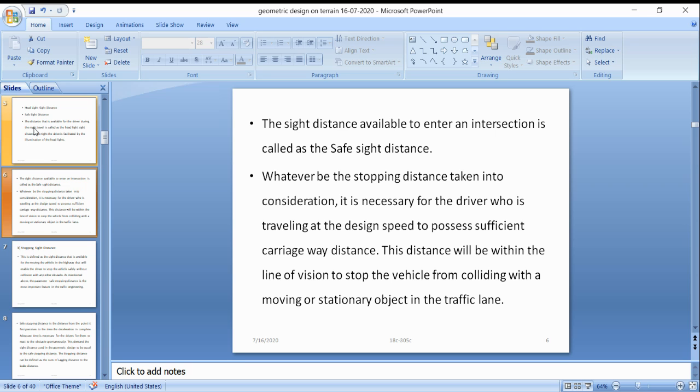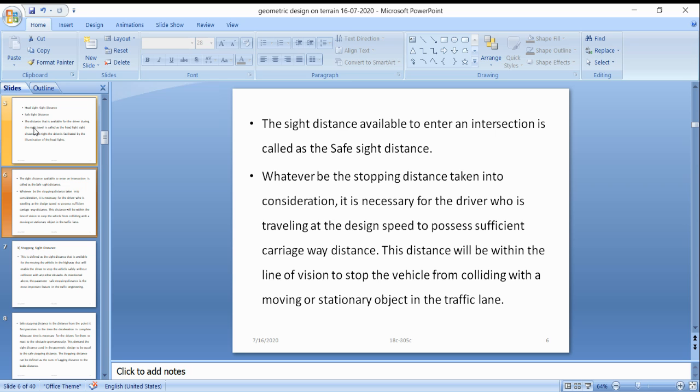Whatever stopping distance is taken into consideration, it is necessary for the driver who is traveling at a design speed to possess sufficient carriageway so that this distance will be within the line of vision to stop the vehicle. So here SSD we have said, that is nothing but the stopping distance. So he should have that consideration. The driver who is traveling at a design speed possesses sufficient carriageway distance.